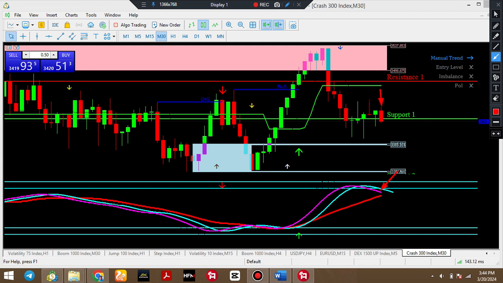Why did I say you should wait for this candle to close? There is a possibility that this price may later push up. So once it pushes up and closes above, that arrow will disappear, which means it will not stay. But if it closes bearish, that arrow will remain. Then you can now take your sell.